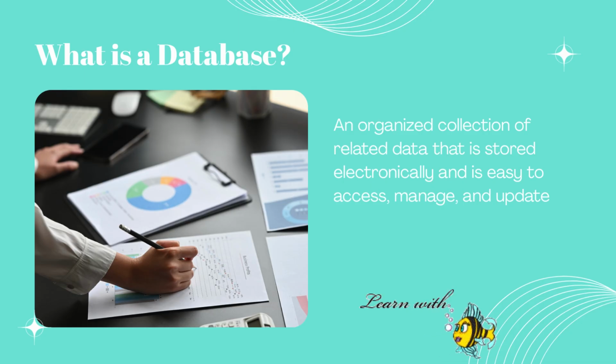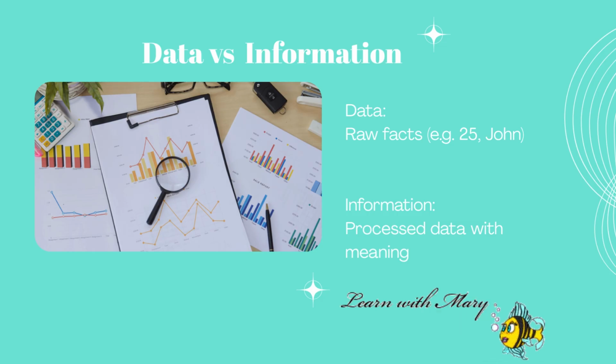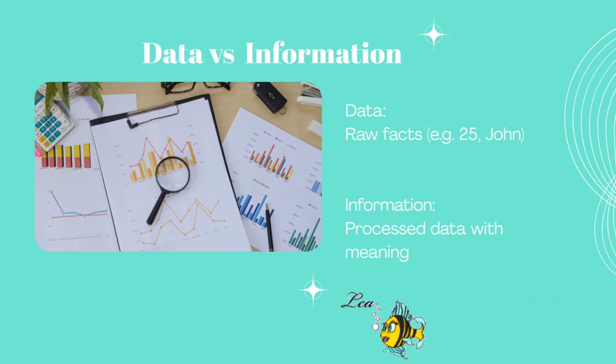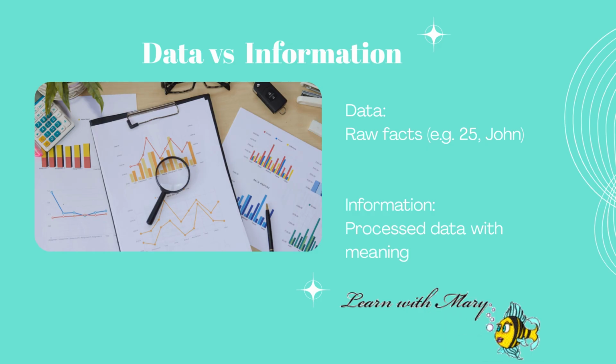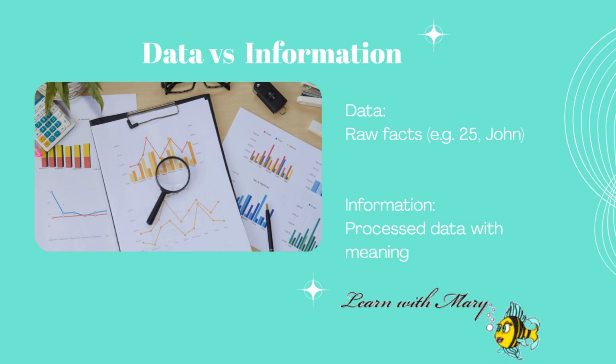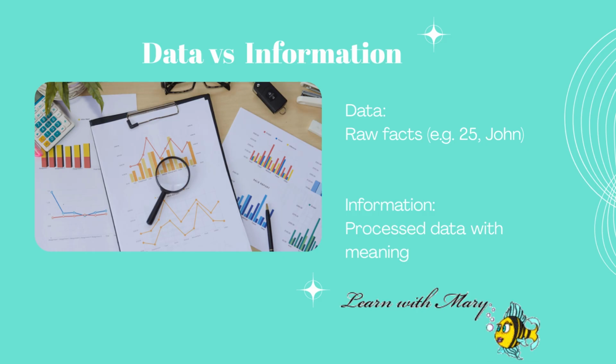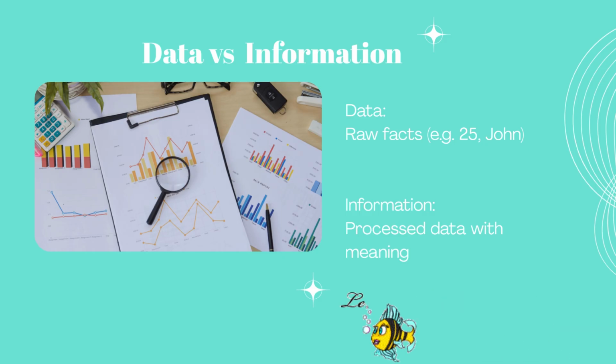In relation to databases, there are normally two keywords that we can't go without defining. That's data and information. What's the difference? Data are raw facts. For example, you have 25 John. Information is processed data with meaning. We can see John is aged 25, or John is position 25, or John has 25 mangoes. You see? Now that makes sense.